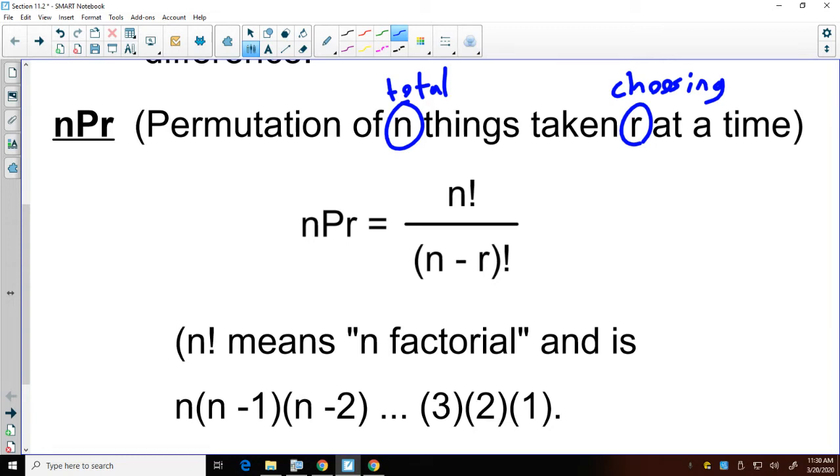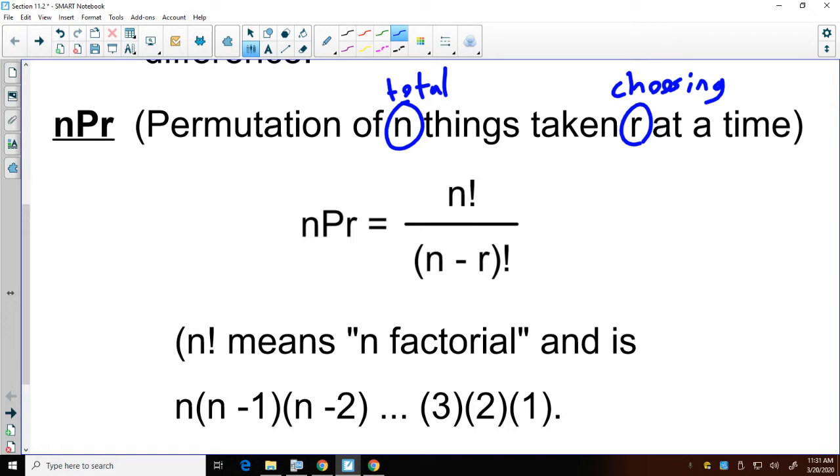Same thing as what I said a moment ago when we're talking about electing offices. I had president, vice president, treasurer, secretary. My N would be all the people running for those positions. My R would be 4 because I had 4 positions open: president, vice president, secretary, treasurer.